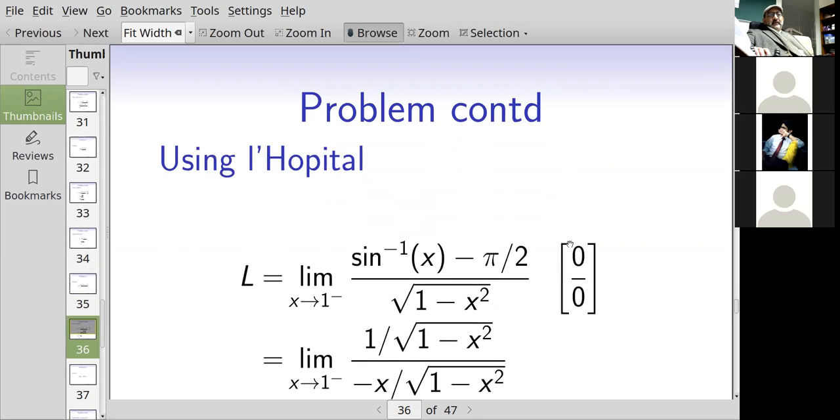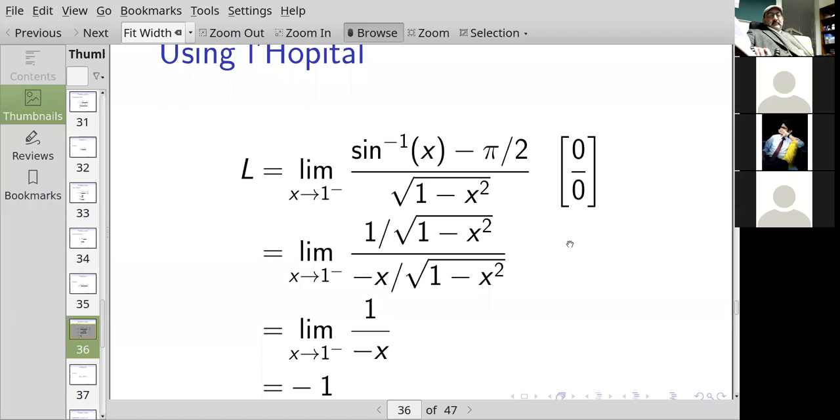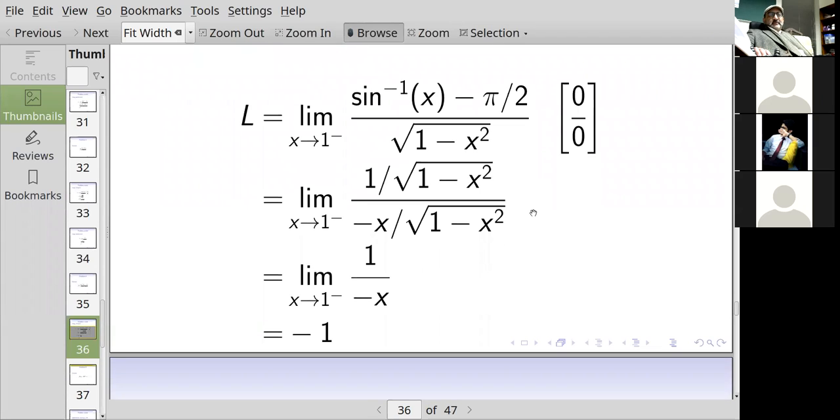Okay, so then I will try L'Hopital's rule. I write 0 over 0 in square brackets to show that I understand that I get the form 0 over 0, and that now I intend to use L'Hopital's rule. So that's the limit as x goes to 1 from the left. What's the derivative of arc sine of x? It's 1 over the root of 1 minus x squared. The derivative of a constant is 0. And the derivative of the root, well, that's 1 minus x squared to the 1/2, so its derivative is minus twice x over the root of 1 minus x squared, and so on. And so you would get minus x over the root of 1 minus x squared. Now the root of 1 minus x squared is common in both numerator and denominator, so you can divide those out. And now you get something that you can work with: the limit as x goes to 1 from the left of 1 over minus x, which is equal to minus 1. Okay.